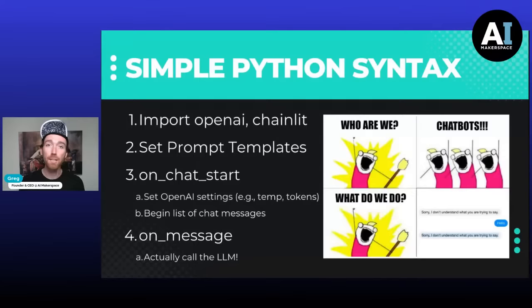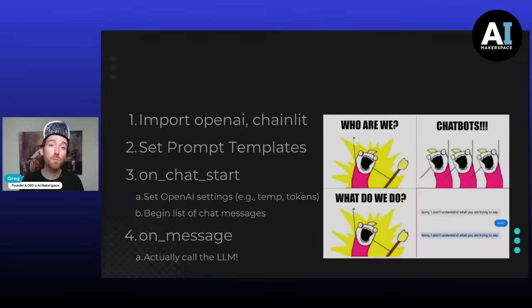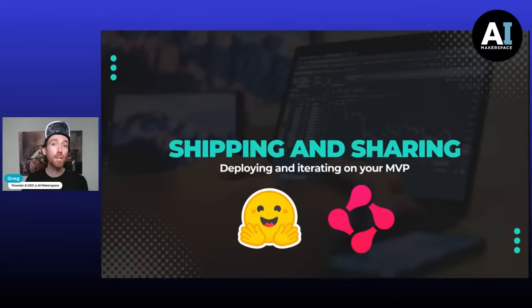So once we set up our app.py file, we're going to be ready to ship and share this thing. And we're going to do that. We're going to actually deploy this thing on Hugging Face. And once it's deployed, we're going to be able to play with the prompt playground and iterate on our prompts directly within the Chainlit application.